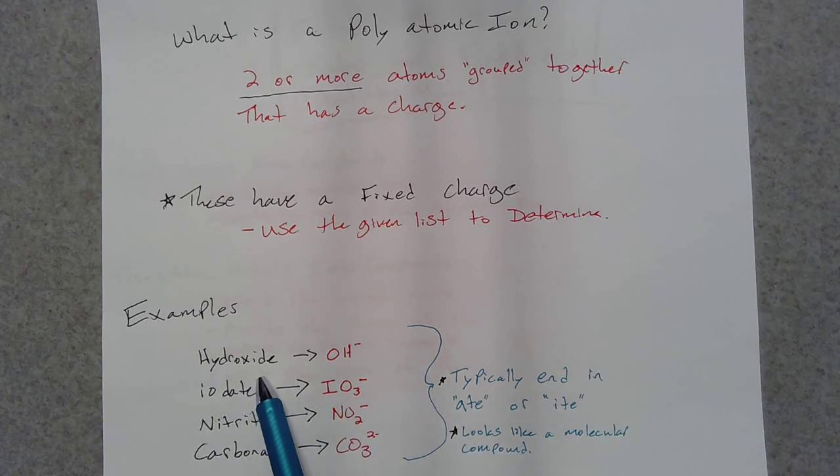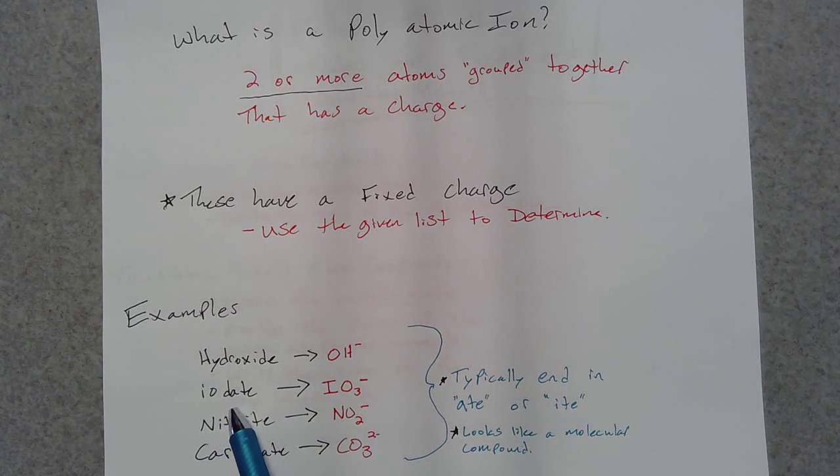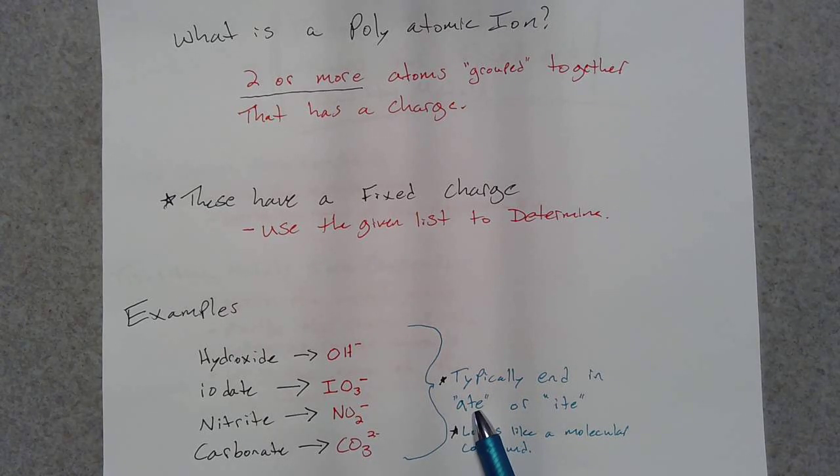Some examples are hydroxide, OH negative, iodate, which is IO3 negative, nitrite, NO2 negative, or carbonate. Even carbonate can have a -2, right? These typically end in -ates or -ites, with the exception of things like hydroxide. Now there's no element called hydrox. So it's hydrogen and oxygen, two elements kind of squished in the word. So we have to be detectives again and find not only what the charges are when we have a transition metal, but also really look and see if we have a common polyatomic ion.